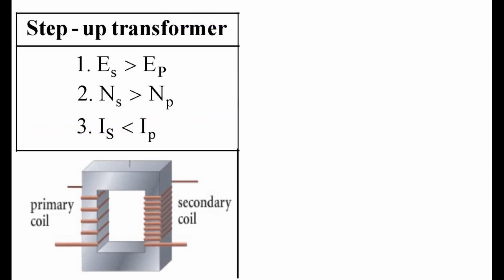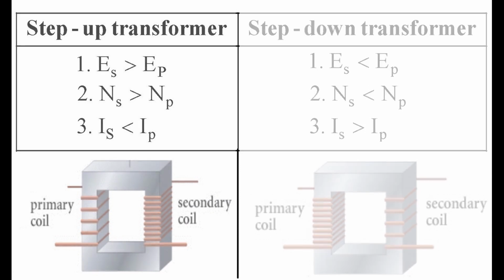A step up transformer increases the voltage as it is transferred from primary to secondary. That is, secondary voltage ES will be greater than primary voltage EP. For this purpose, the turns on the secondary is made larger than that on the primary. Current in the secondary IS will be lesser than that on the primary.